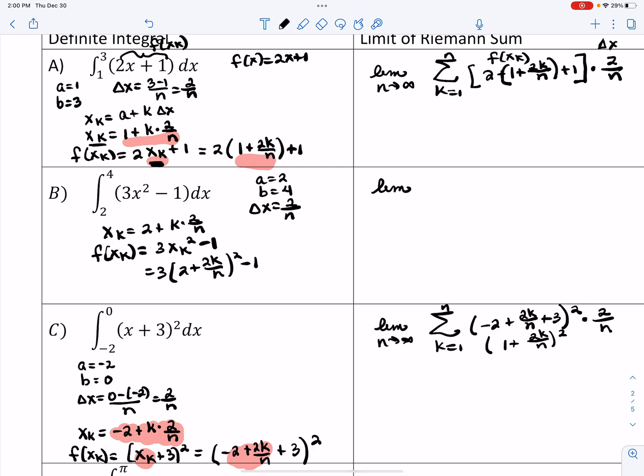And the answer would be the limit as n increases without bound of the summation from k equals 1 to n of 3 times (2 plus 2k over n) squared minus 1, close brackets, times 2 over n.